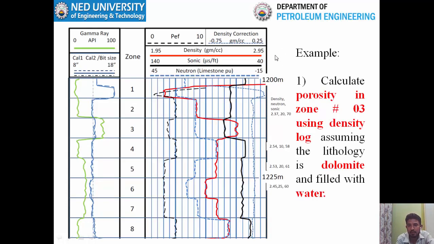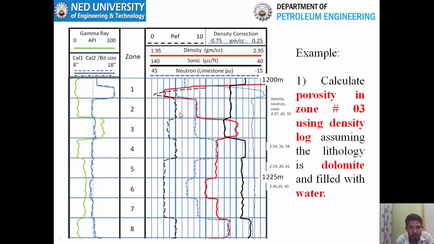This is another example. You have been asked to calculate porosity in zone number 3 using the density log, assuming that the lithology is dolomite and the porosity is filled with water. So dolomite has a density of 2.87 gram per cc. You need to remember the matrix values of sandstone, limestone, and dolomite, and the fluid densities also. This number will not be provided in the exams. So you are told that zone number 3 is dolomite and it is filled with water. In the real world, you first need to estimate the lithology and the type of fluid by yourself.